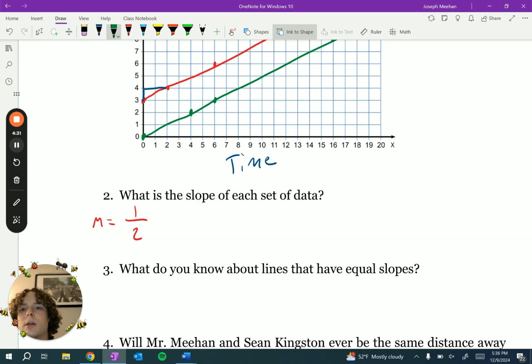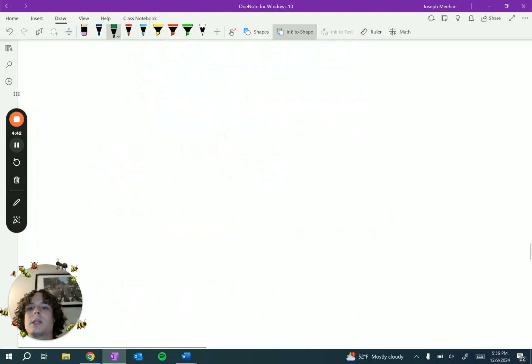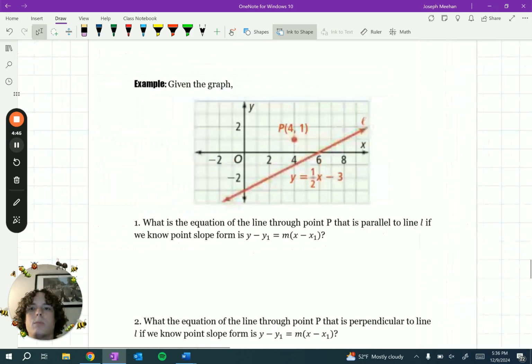The slope of the green line, let's see. We go up 1, 2 over 1, 2, 3, 4. So the slope here would be 2 over 4, which is really equal to 1/2. So the slope of each set of data is the same. They're both equal to 1/2. Whoa, what happened?